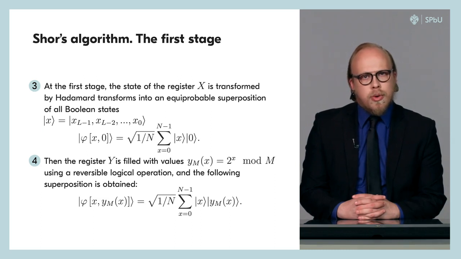The result is a well-known state representing the sum of x from 0 to n-1, state x tensor multiplied by the initial state of the data register, taken with the normalization factor 1 divided by the square root of n. Further, the register of values for each term of the resulting superposition is filled with the values of the function ym of x. As a result, we obtain the normalized sum of x from 0 to n-1, state x tensor multiplied by the state ym of x.